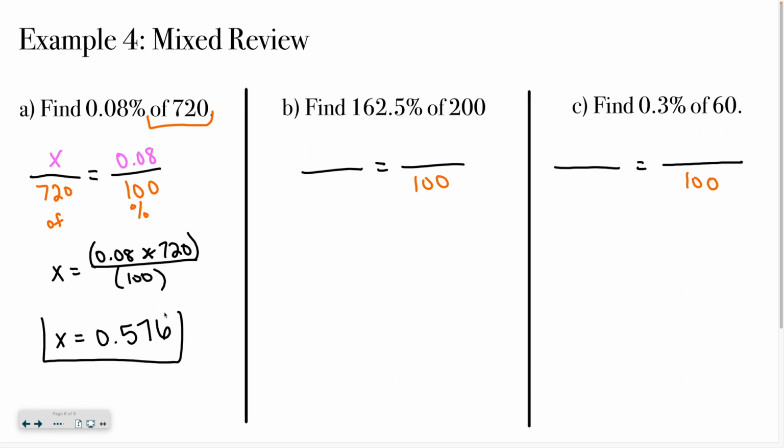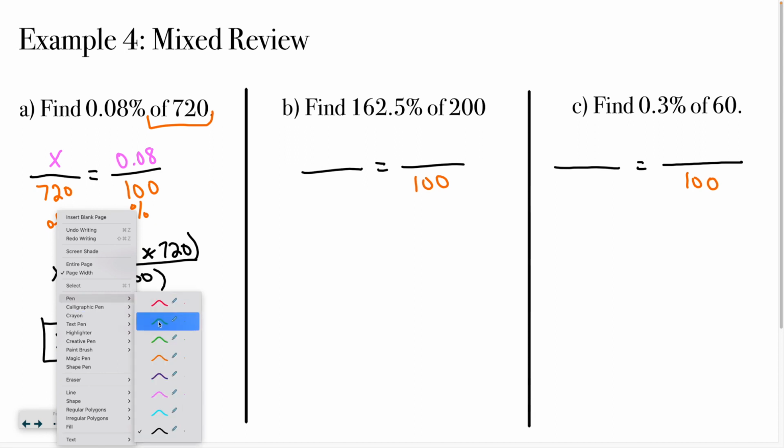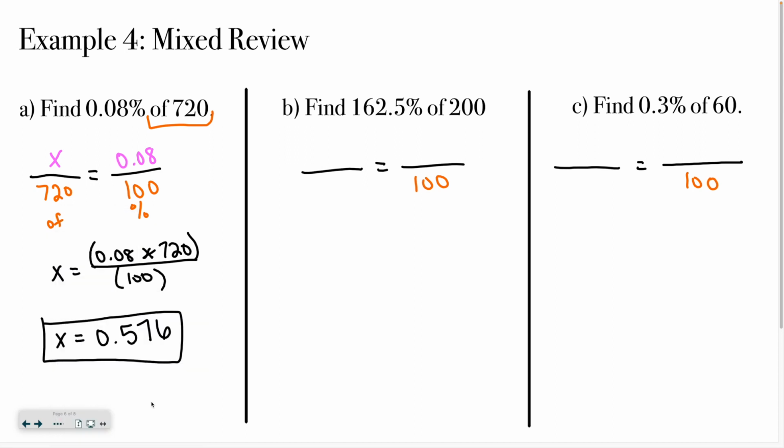Okay, 0.576. And you can see I'm starting to write x equals, because I'm just using a variable to represent my number. I don't need to write x equals right now. I'm just in that habit, okay? So it does not matter if you write x equals right now. Your online book, I do not believe, asks you to write x equals.